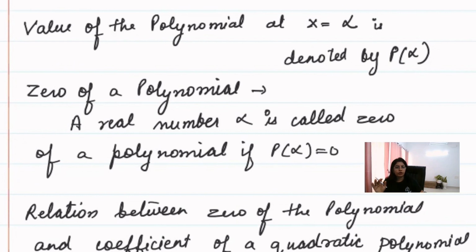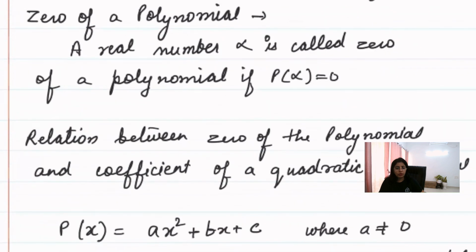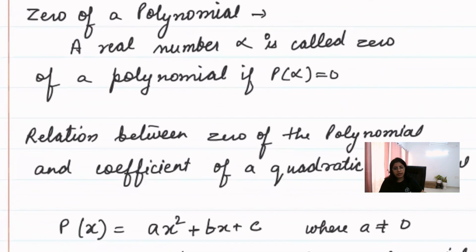Now, the value of a polynomial. And what is a zero polynomial? A zero polynomial has the degree of x as 0. That means it's a constant. I'll come to that later. The value of a polynomial at x equal to alpha is denoted by p(alpha) for any value. Suppose I'm talking about the value of the polynomial at x equal to 2, then the value will be p(2).